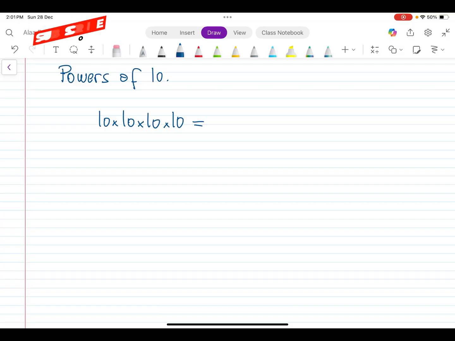expression is to simply count the number of zeros. In this case we have 4 zeros, so the answer is 10,000, 1 and 4 zeros. And based on what we've seen so far with exponents, if the same number is repeated 4 times, we know that this is 10 to the power 4, simply because I can see 4 tens.